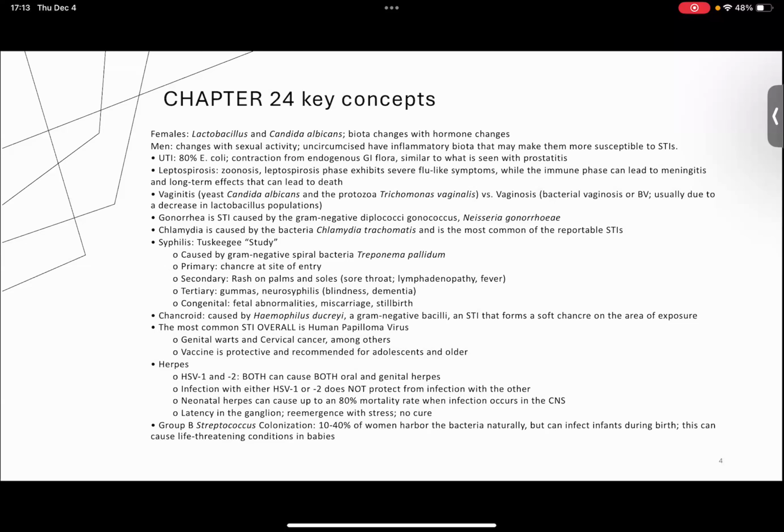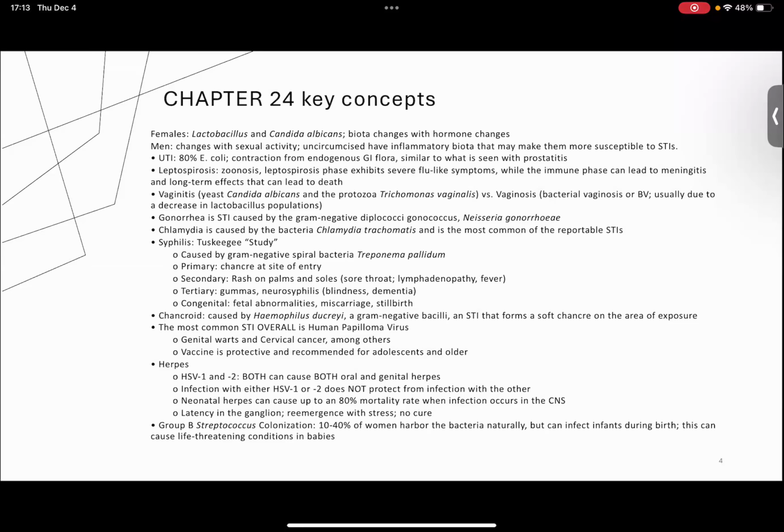For both men and women, but in particular women, we see shifts in our biome in response to the changes of the hormones in our bodies and stuff like that. So it's very dependent on hormonal changes, and engagement in sexual activity can change your biome as well.